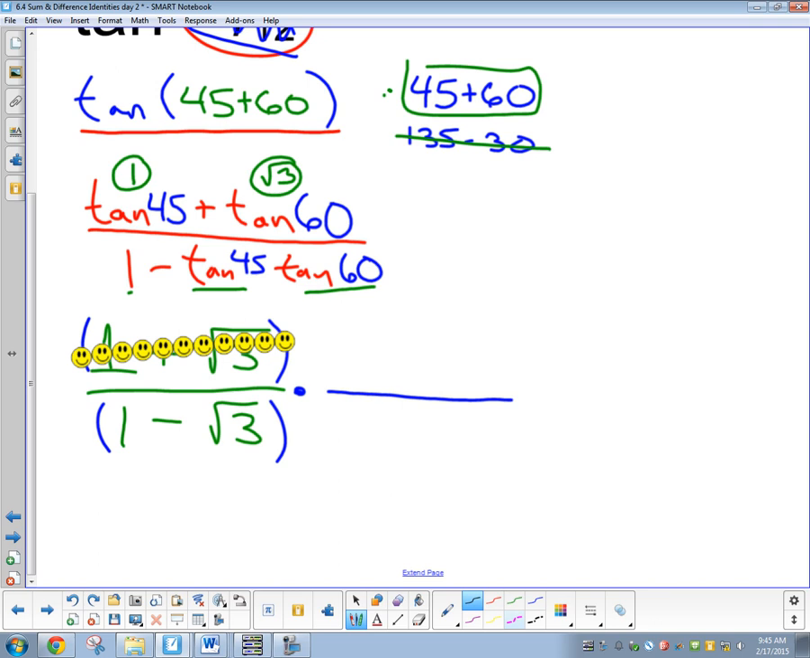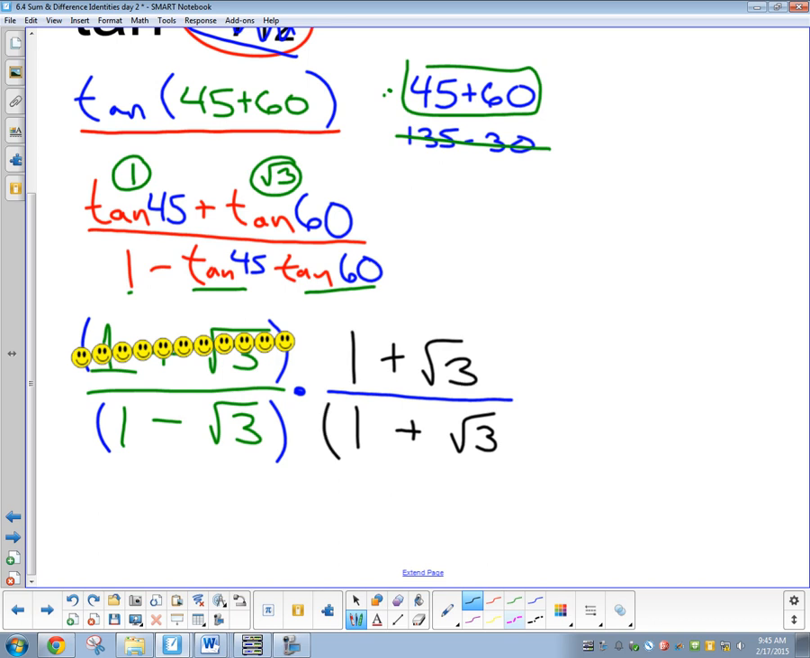The conjugate of your denominator is going to look exactly the same, except we're going to change the sign in front of the thing we want to get rid of, which in this case is the radical. So instead of 1 minus radical 3, it's going to be 1 plus radical 3. And if I'm going to multiply by that on bottom, what's going to go on top? Same thing.